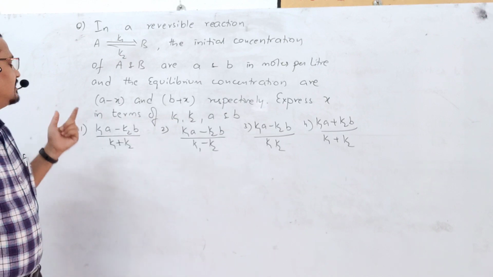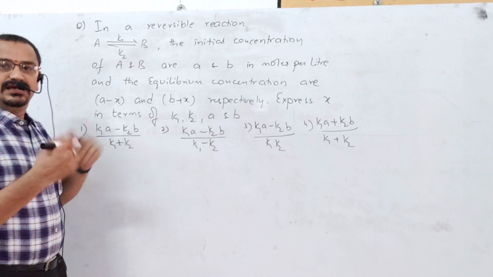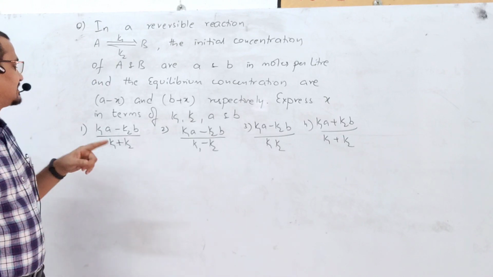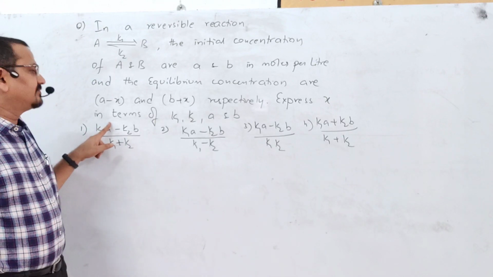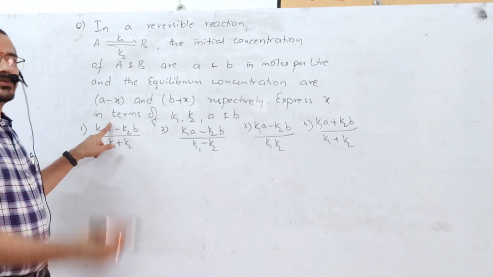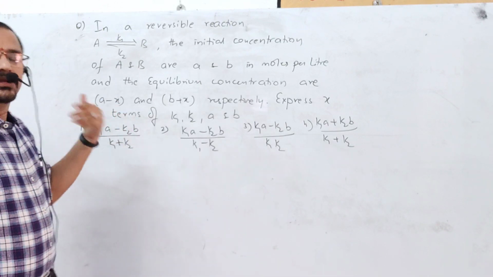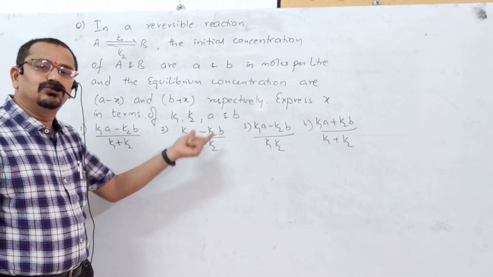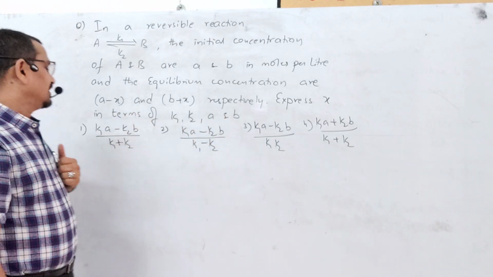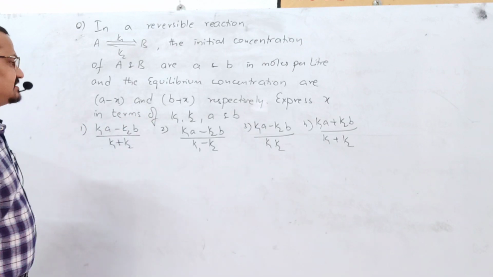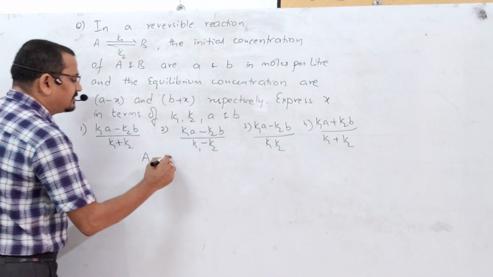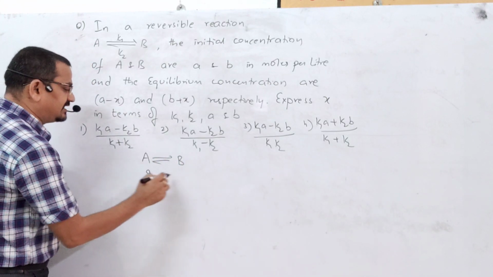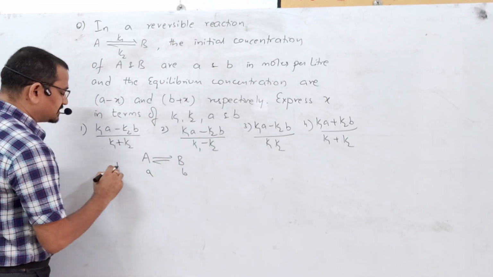Now express x, whatever the amount of reactant converted into product, or the number of moles converted into products. Express x in terms of K1, K2, a and b. Now which option is coming from this? Let us see. A at equilibrium with B. This is small a given, this is small b given initially.